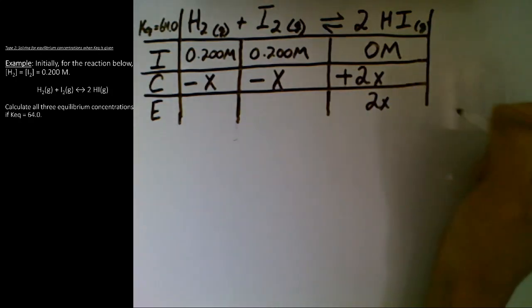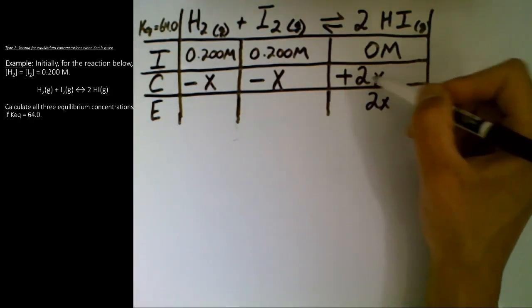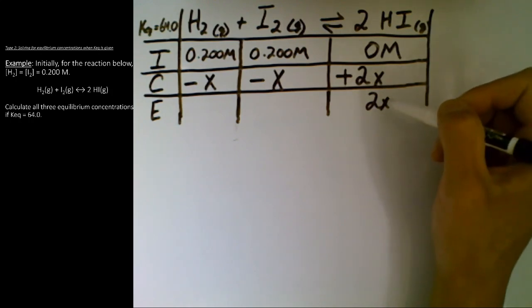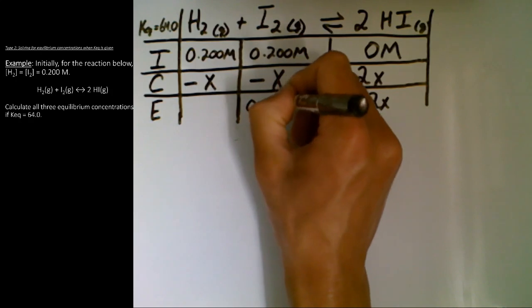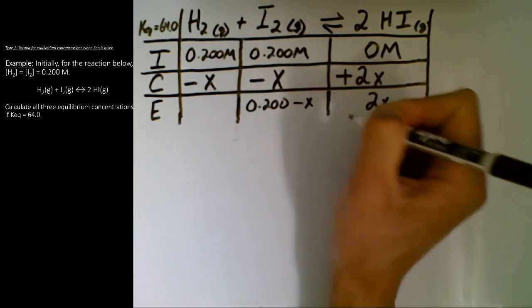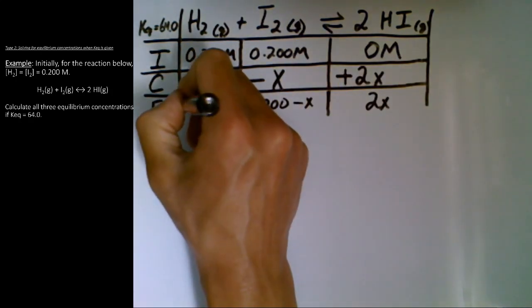But here we have a coefficient of 2, so it's going to increase by a factor of 2x. So that means at equilibrium, our concentration is where we started plus how much it changed, and that gives us where we are at equilibrium. So for HI, that's just going to be 2x. 0 plus 2x is 2x. But for H2 and I2, we're going to have 0.200 minus x. And it's going to be that for both of them.